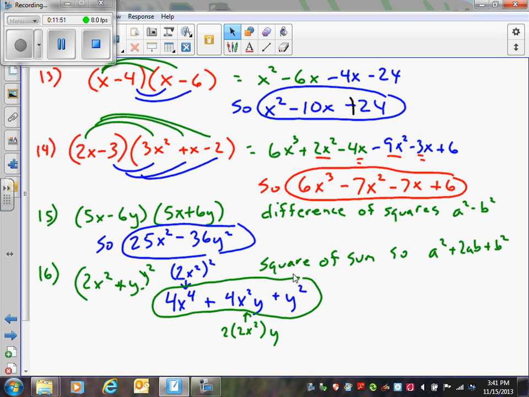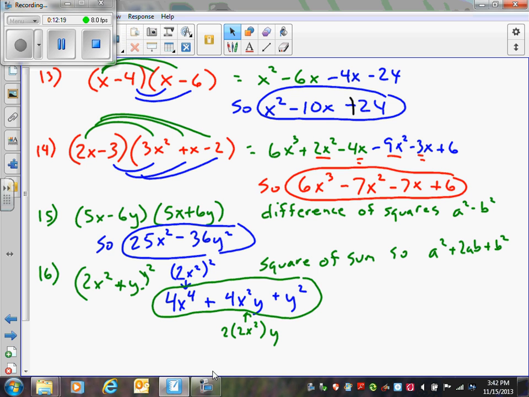16, we've got the square of a sum. We're adding 2 things and we're squaring them. So the formula for that is a squared, my first term squared, plus 2 times my first term times my second term, plus my second term squared. Because this is 2x squared, I have to square that. 2 squared is 4. X squared squared is x to the 4th.